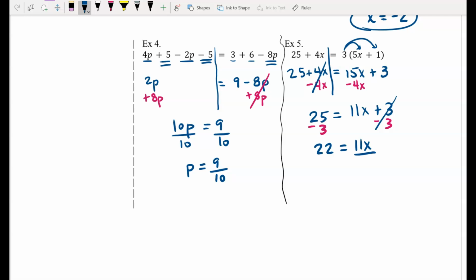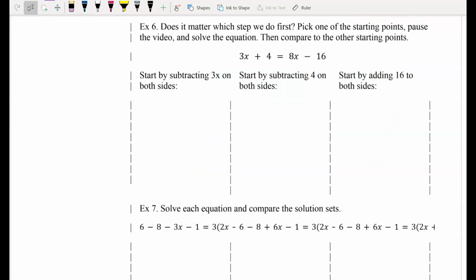11 is multiplied by x, so I'm going to divide both sides by 11, and I get 2 is equal to x. In example 6, we're going to explore the question, does it matter which step we do first, a little bit further. So pick one of the starting points that's given. You only have to work through one of them with this problem. And then after you pause the video and come back, we'll compare the answers for all 3 starting points.